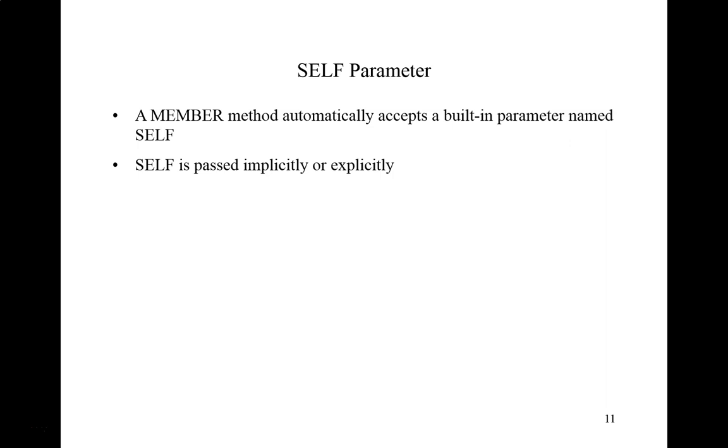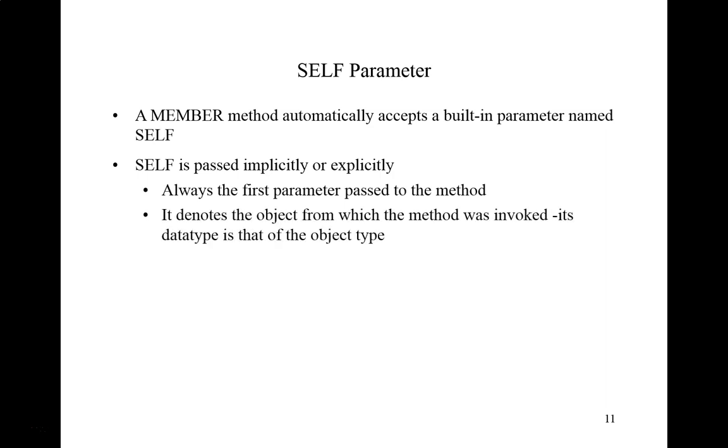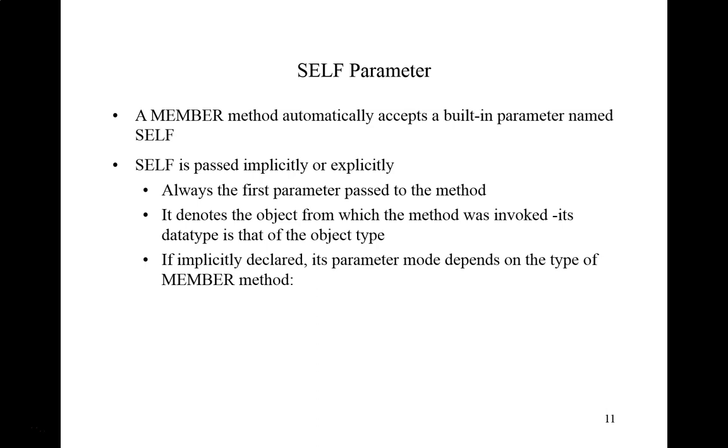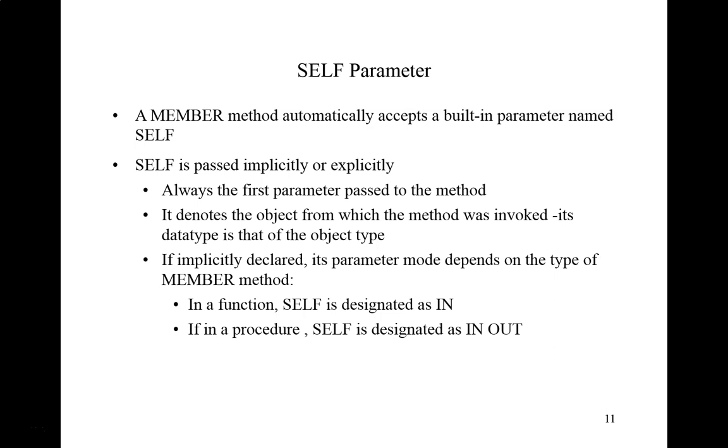Self is passed implicitly or explicitly. It's always the first parameter passed to the method. It denotes the object from which the method was invoked, and the data type is that of the object type. So in the case of address, self is an address. If this is implicitly declared, its parameter mode depends on the type of the member method. If it's a function, then self is designated as in. If it's a procedure, then self is designated as in out. Note that you don't have to use self to qualify references to attributes, but it can be helpful.